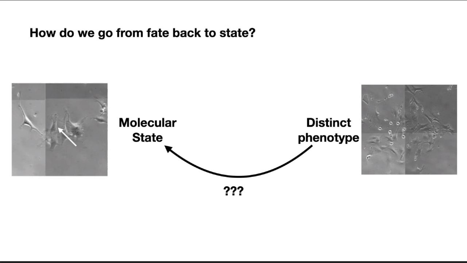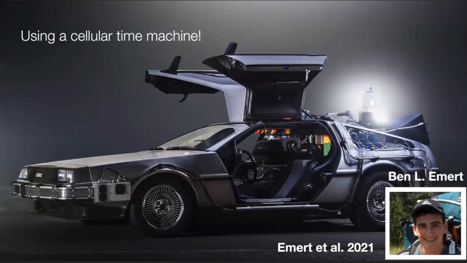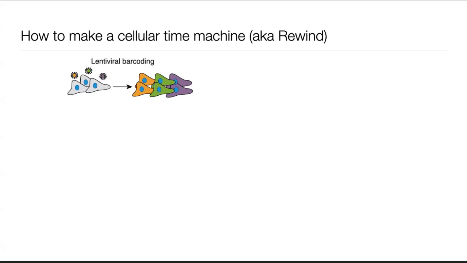So the only way you can do this is to use a cellular time machine. And this is the work of Ben Emmerich. I'm just going to go over this pretty quickly because this paper was just published recently. How do you actually make a cellular time machine? So what Ben did, this is a method we call Rewind, is you use these lentiviral barcodes that are both in the DNA, but also expressed into the RNA. So we barcode all of these cells by transducing with this virus.